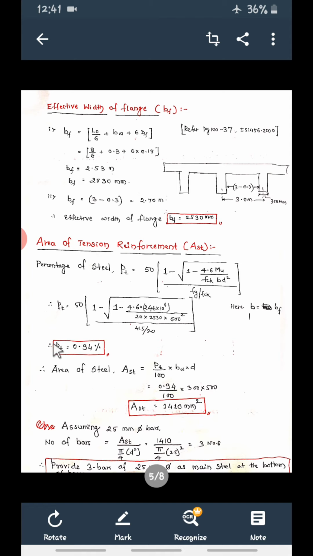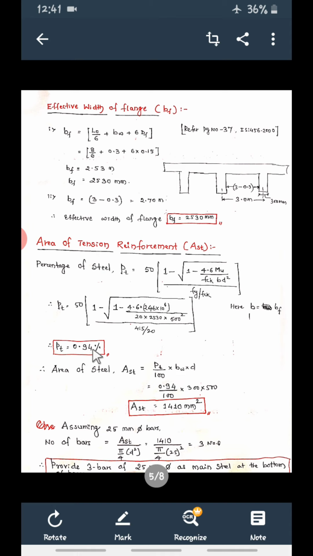AST is equal to percentage divided by 100, that is PT divided by 100, into, as usual formula, PT by 100 B into D. Now B is this BW. Here you have to substitute BF, and here you have to substitute BW. So width of web, BW into D, same formula, PT by 100 B into D, as in the previous case. Now here B is BW, so PT by 100 BW into D.